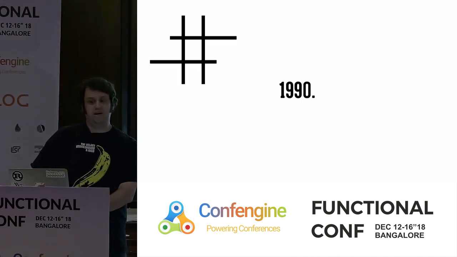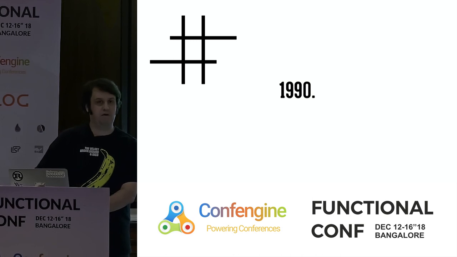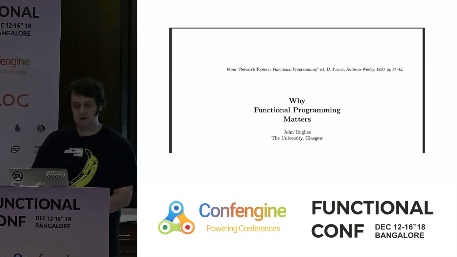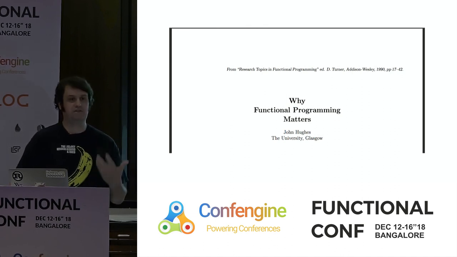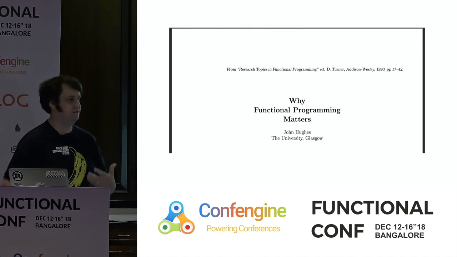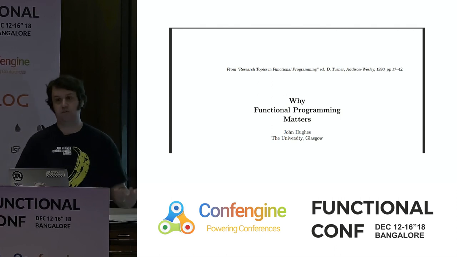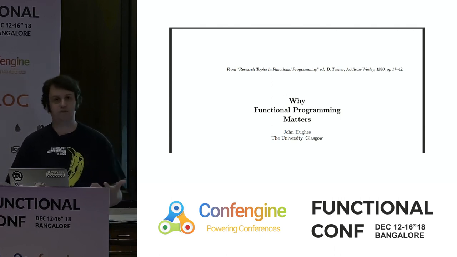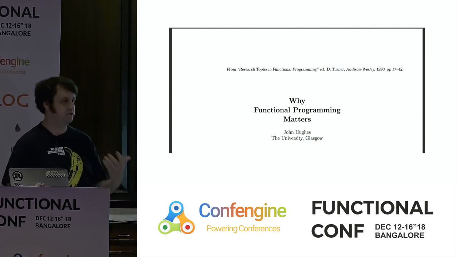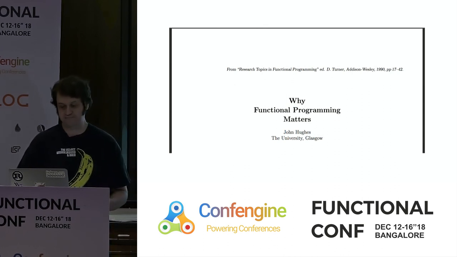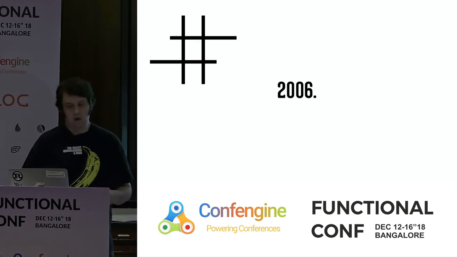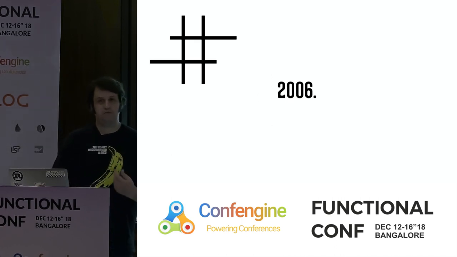Moving on to 1990, John Hughes published his paper, Why Functional Programming Matters. And when I reread Brooks's Silver Bullet paper, this is the thing that comes to mind now, that functional programming is a way to deal with complexity. It's compositional programming. It's changeable. It's adaptable. It lets us deal with many of these problems. Keep going on this theme.